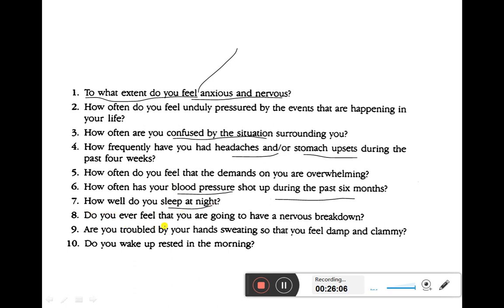Do you ever feel that you are going to have a nervous breakdown? Are you troubled by your hands sweating so that you feel damp and clammy? And do you wake up rested in the morning? So these questions, all these are known as your statements.